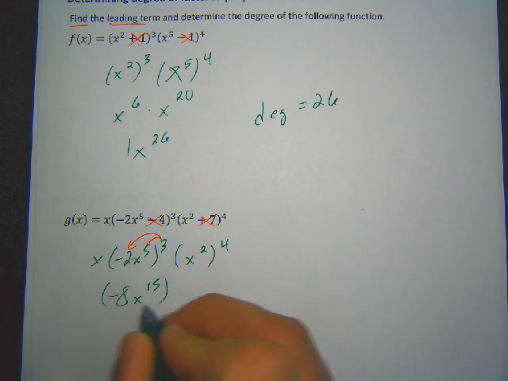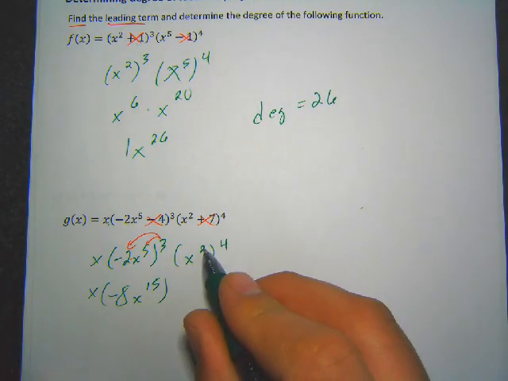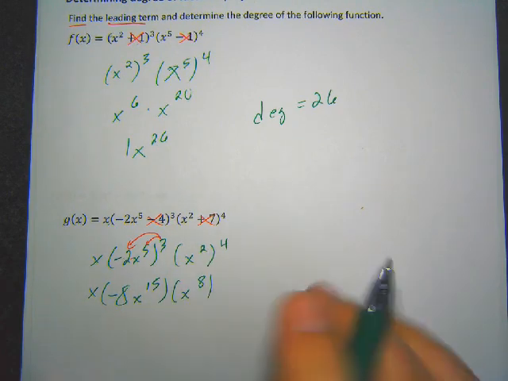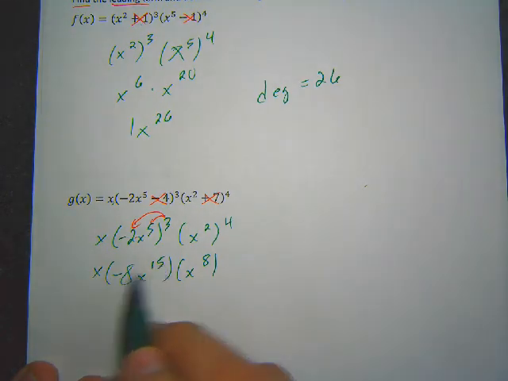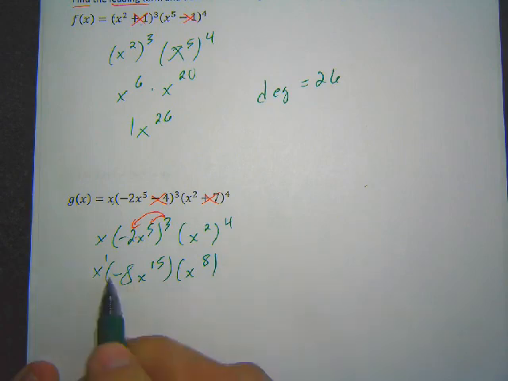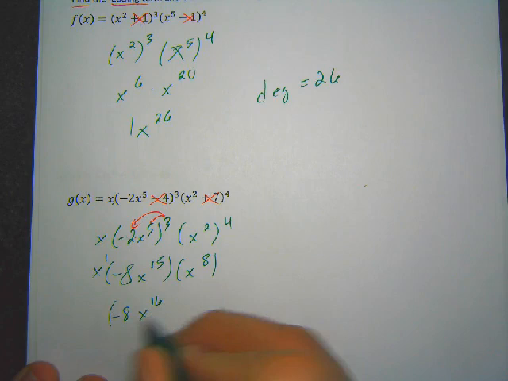Don't forget the x in front. Over here I have x to the 2nd to the 4th. Again, I multiply those powers and I get x to the 8th. Let's multiply that a little bit more. You get x times negative 8x to the 15th. Well, we just multiply the x's, so we add the powers. We always know there's a default 1 there, so we get x to the 16th times negative 8.